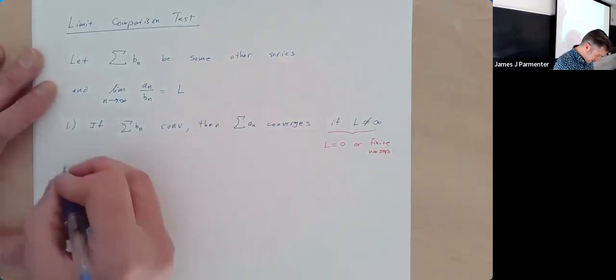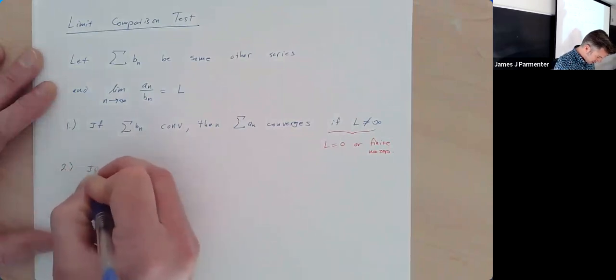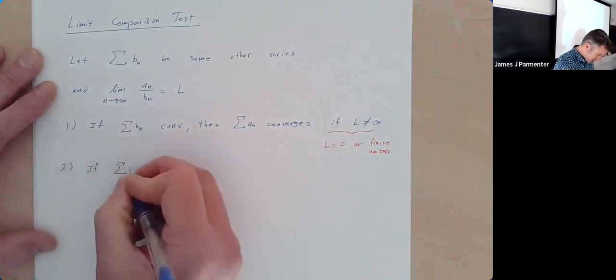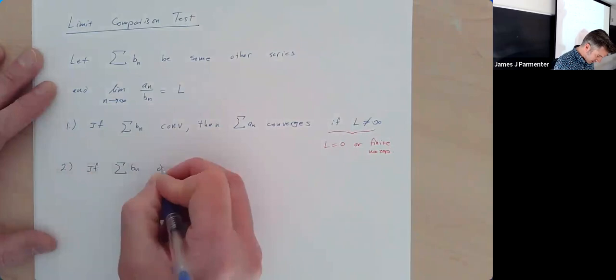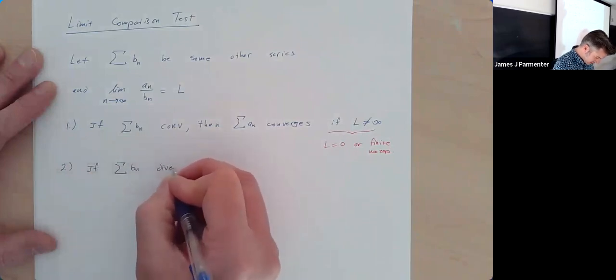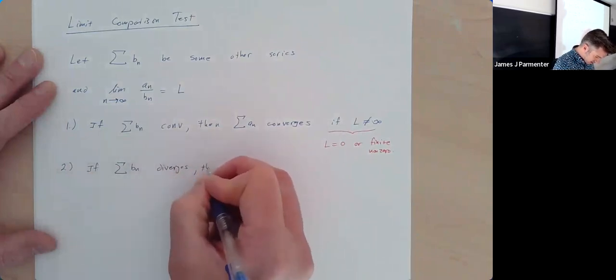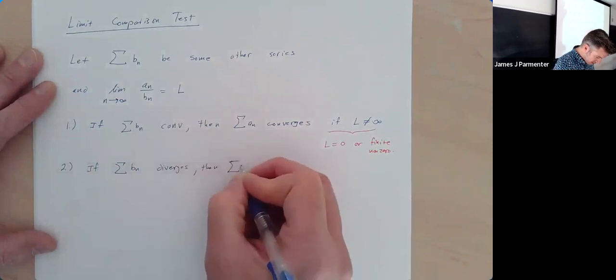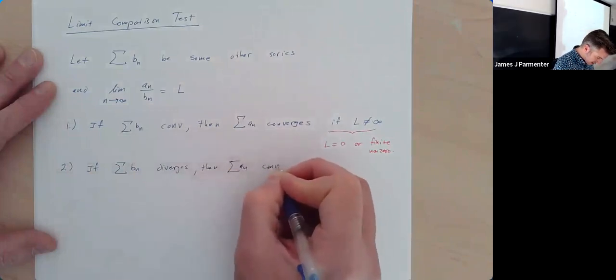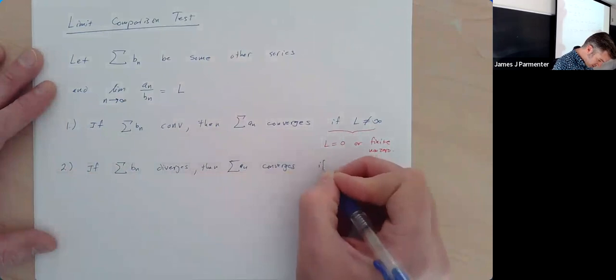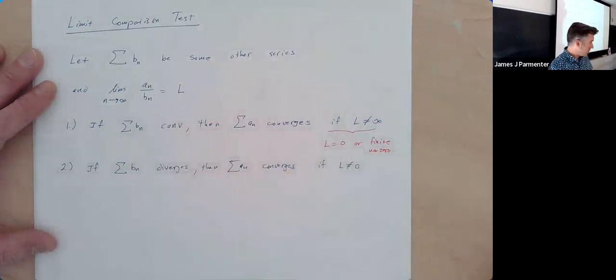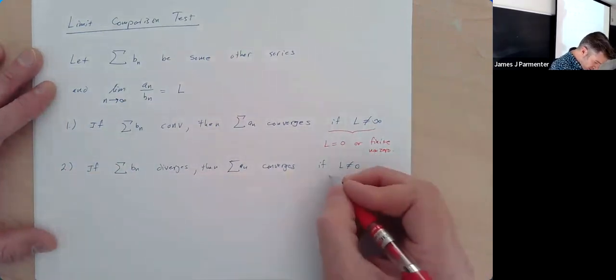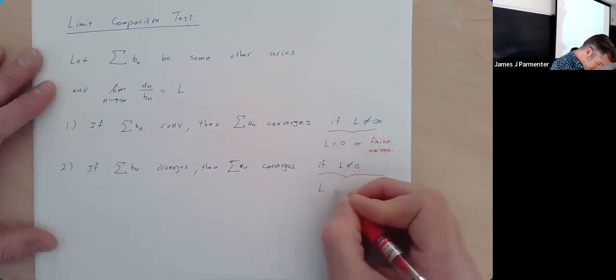On the other hand, if the bottom series is divergent, then so is the top series, as long as L isn't 0. Meaning L could be a finite positive number or infinity.